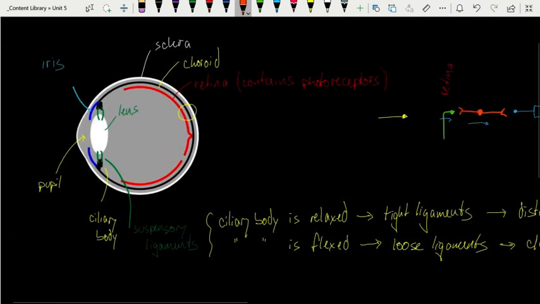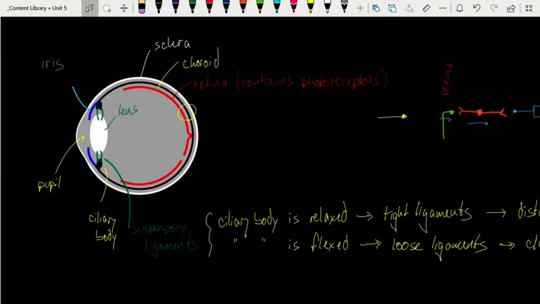If we come back over here and we look at our eye, right here, this little indentation, this structure is called the fovea.